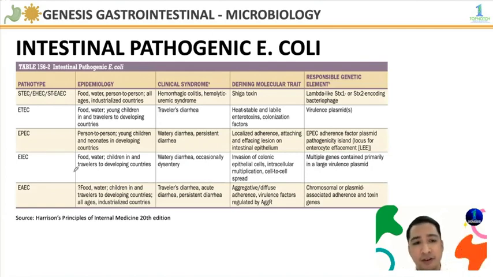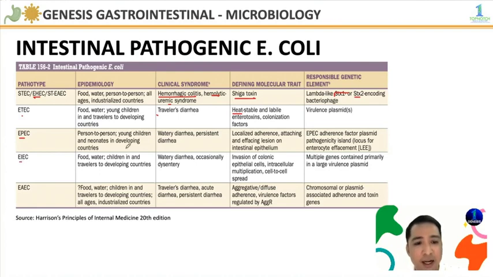Again, let's try to review your EHEC type. It is associated with hemorrhagic colitis, hemolytic uremic syndrome. Shiga toxin is the molecular trait, and the responsible genetic element is your STX1 and STX2 encoded by the bacteriophage. ETEC, traveler's diarrhea. You have your heat-stable and heat-labile enterotoxin that will cause the diarrhea. Your EPEC, pediatric: watery diarrhea, persistent in nature, in children.